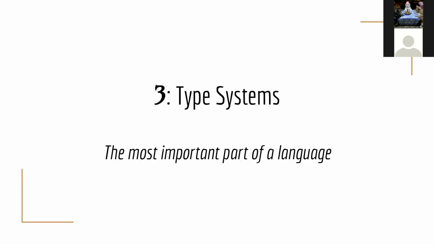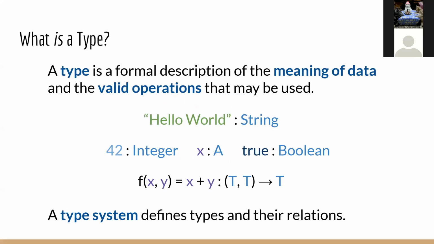Anyways, okay, so we're on to some of the more theoretical stuff. One of these is type systems. Let's talk about what is a type. A type is basically some formalized description of what some type of data means, and what operations can be used on it, right?